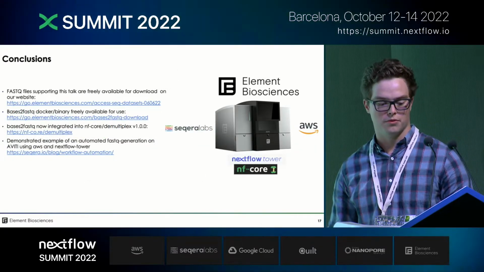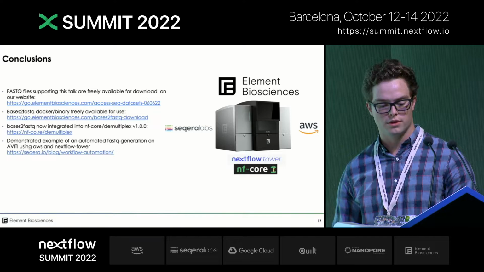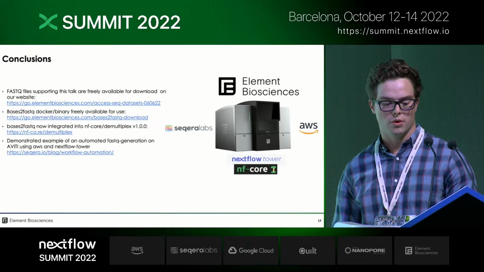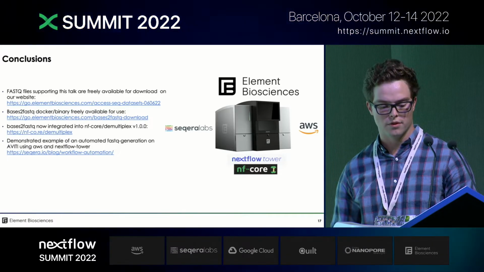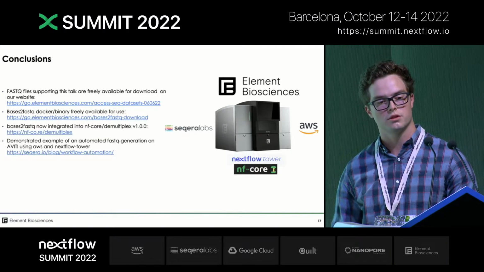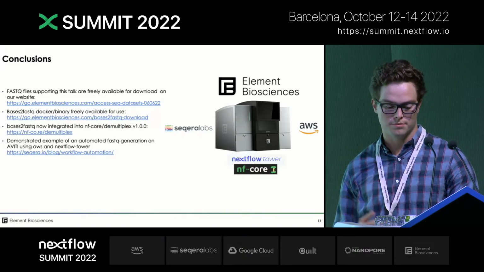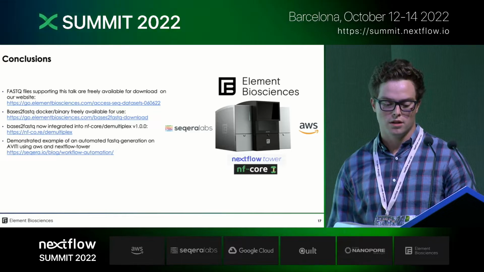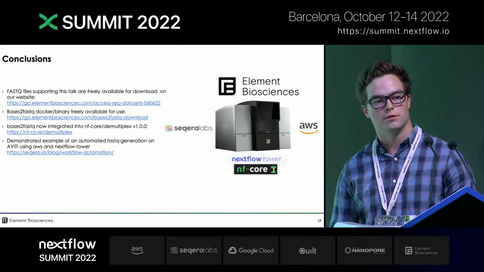So a couple of conclusions. If you're interested in playing around with our FASTQs, there's a link to those that were used in today's presentation. If you want to play around with Bases2Fastq, we have a Docker image and binary that's freely available. Bases2Fastq is also integrated into nf-core demultiplex, if you'd like to see how that works in practice and how we've wrapped it. And we've also demonstrated an example of automated FASTQ generation on AVITI using AWS and Nextflow Tower in a very simple way. Thank you.